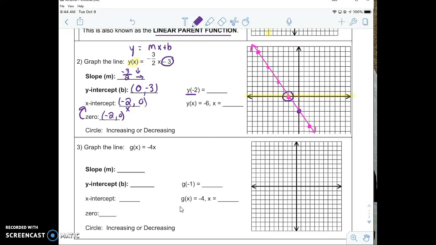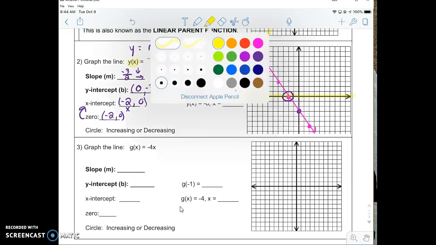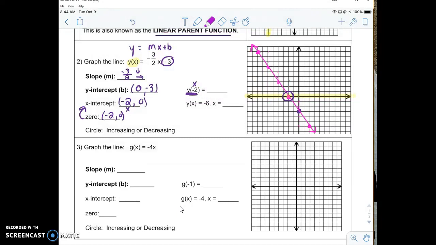Y of negative 2. Function notation, this tells me I want to know what is the y value when x is negative 2. On my graph, I find where x is negative 2. My line crosses x is negative 2 at the point negative 2, 0. So my y value there is 0. Y of negative 2 equals 0.